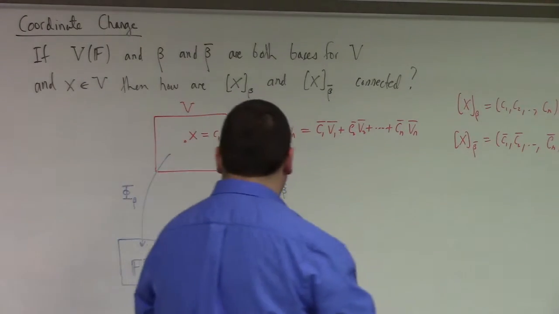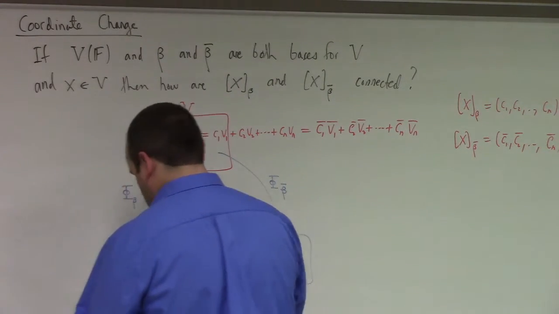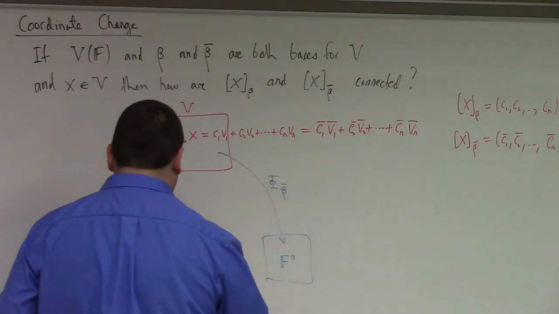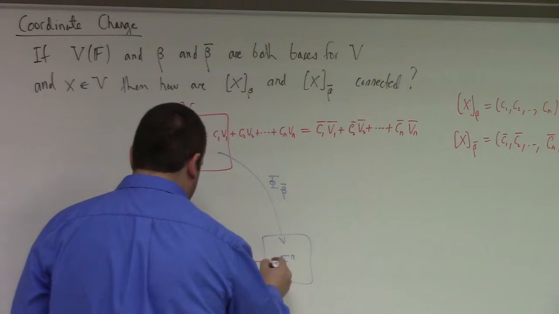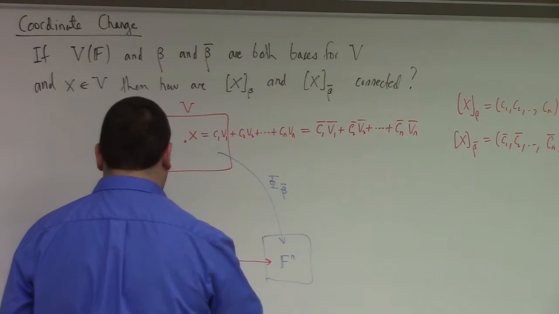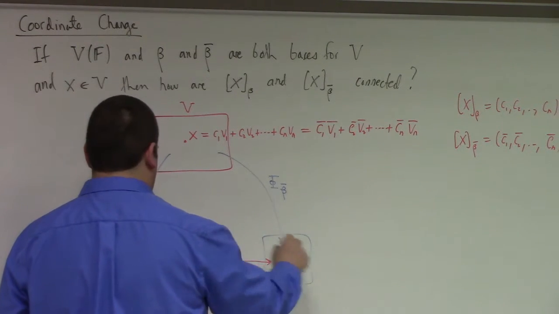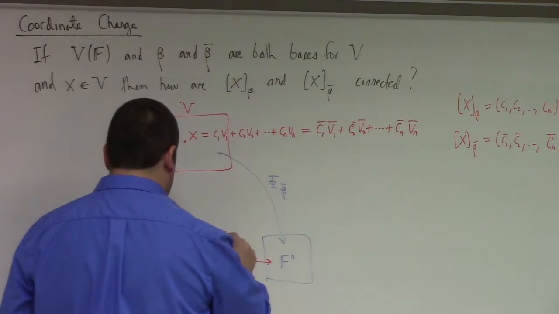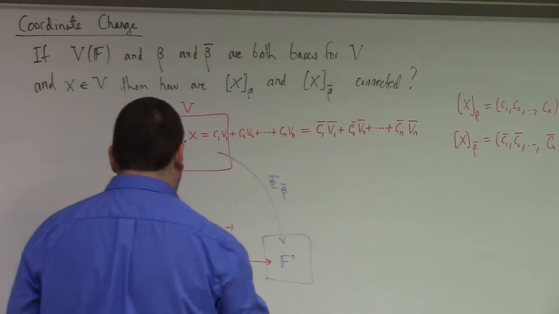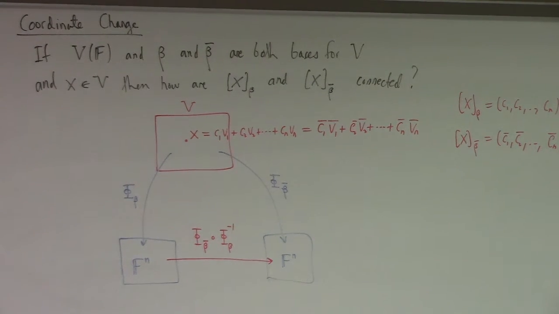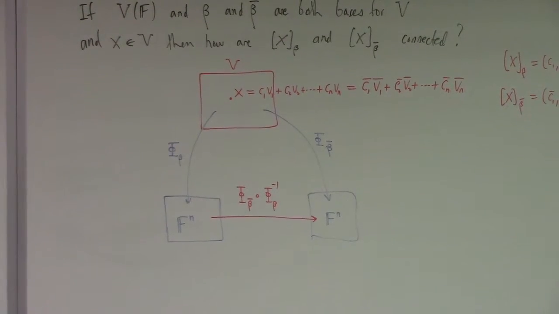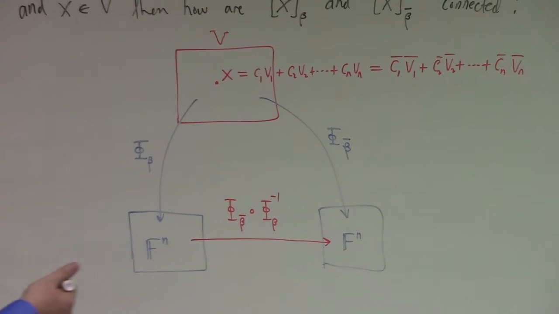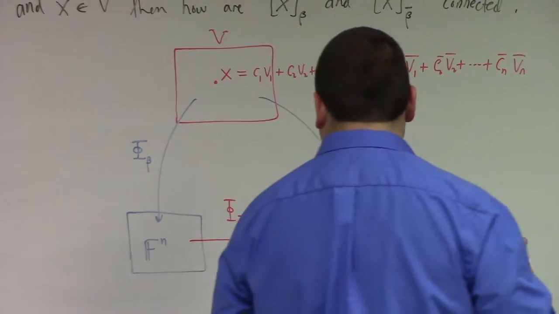Phi. So to get from here to here, you do what? You said phi beta, so you could go from here to here, I would do phi beta bar composed with phi beta inverse, is that right? I think that's right. Let's see, let's try it out. Let's take it for a spin.